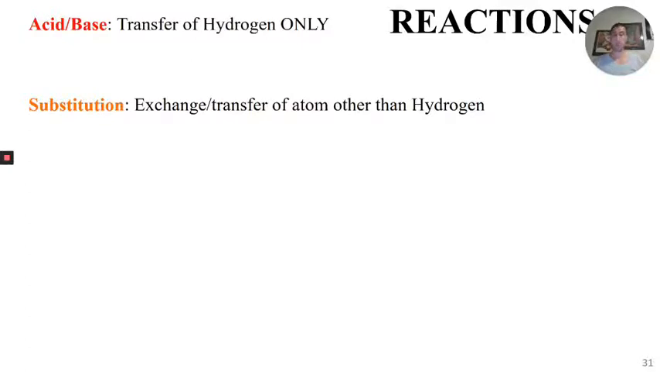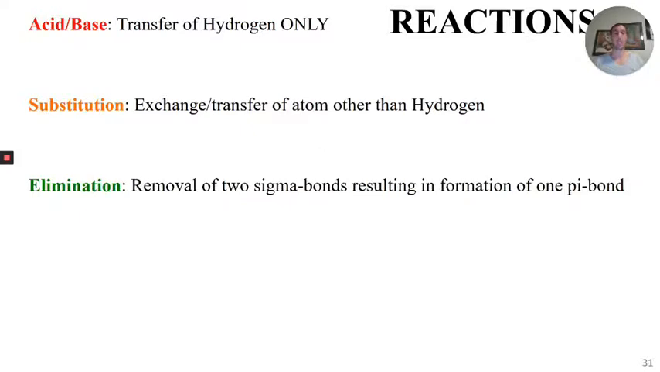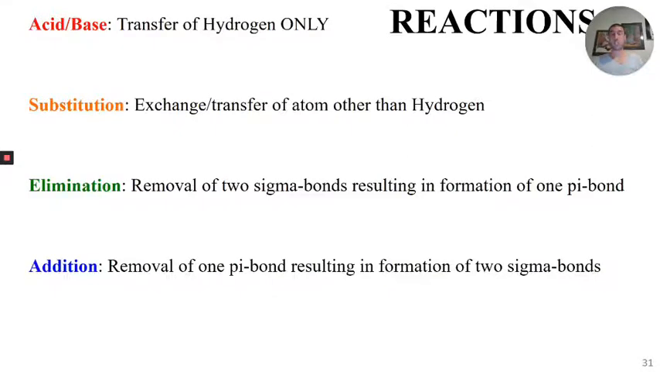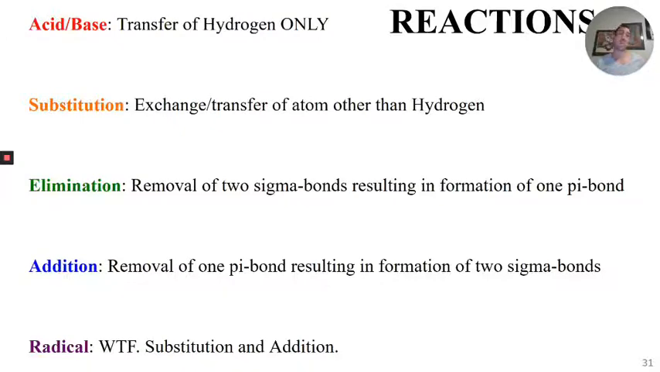I don't know why my slide isn't advancing. That's kind of weird. We get our elimination, which is going to be the loss of 2 sigma bonds to form 1 pi bond. Addition, removal of 1 pi bond resulting in 2 sigma, so the opposite of the elimination. And then our radicals, which are usually just a giant mess of reactions, but there's really a small subset of kind of conditions that are going to force those, which really means if you're starting with an alkane, you've got a radical.